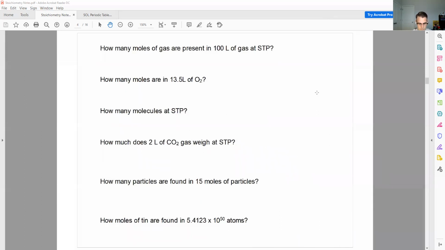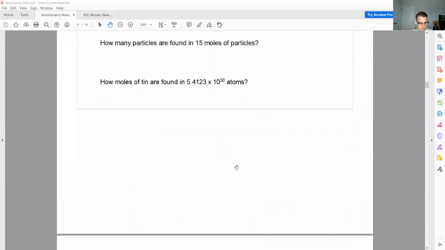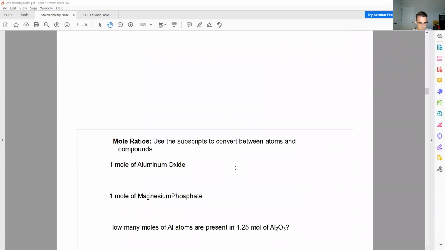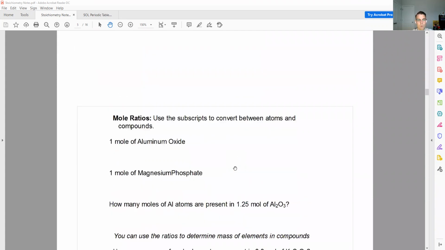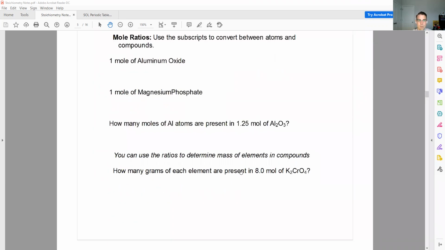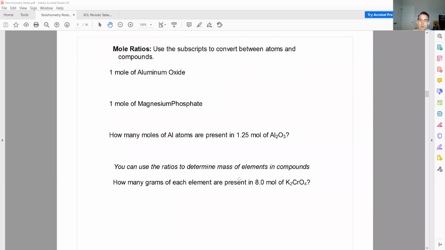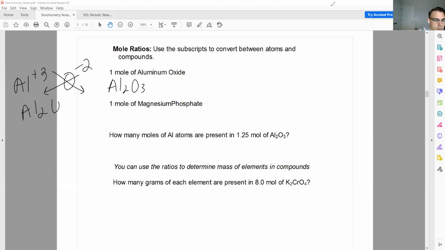So let's go. We've got just one more page here, and we're going to look at mole ratios. Mole ratios allow you to convert between the whole and a part. So it allows you to convert between the whole compound and elements within the compound. For example, aluminum oxide is Al2O3. A brief review of ionic nomenclature: aluminum is +3, oxygen's -2. We swap those, and you get Al2O3.